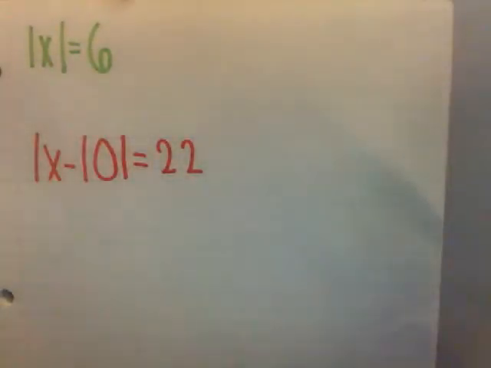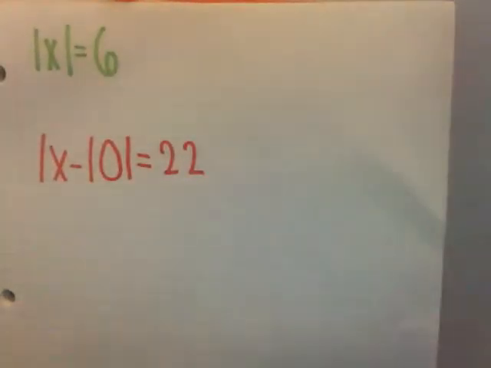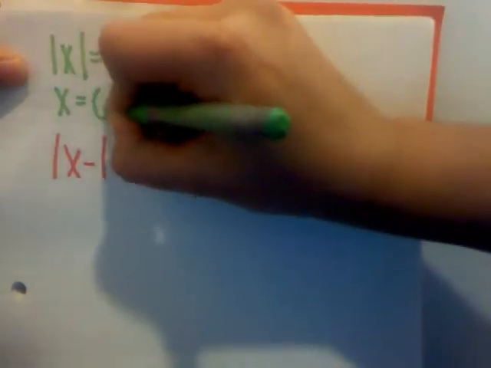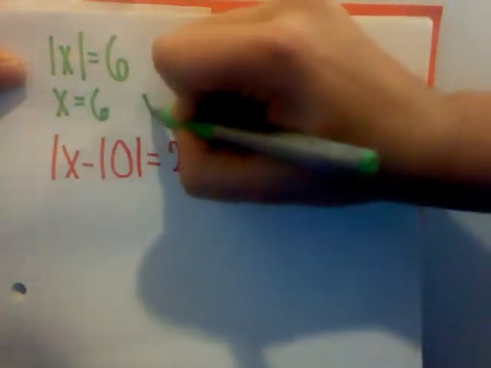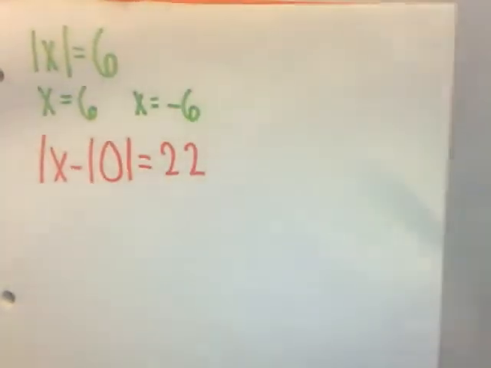Hey guys, today we're going to be solving absolute value equations and inequalities. Our first problem is the absolute value of x equals 6. Now, we can solve this by splitting it into two equations and then solving it. So that's what we're going to do. So we're going to have x equals 6, same as this one, and x equals negative 6.